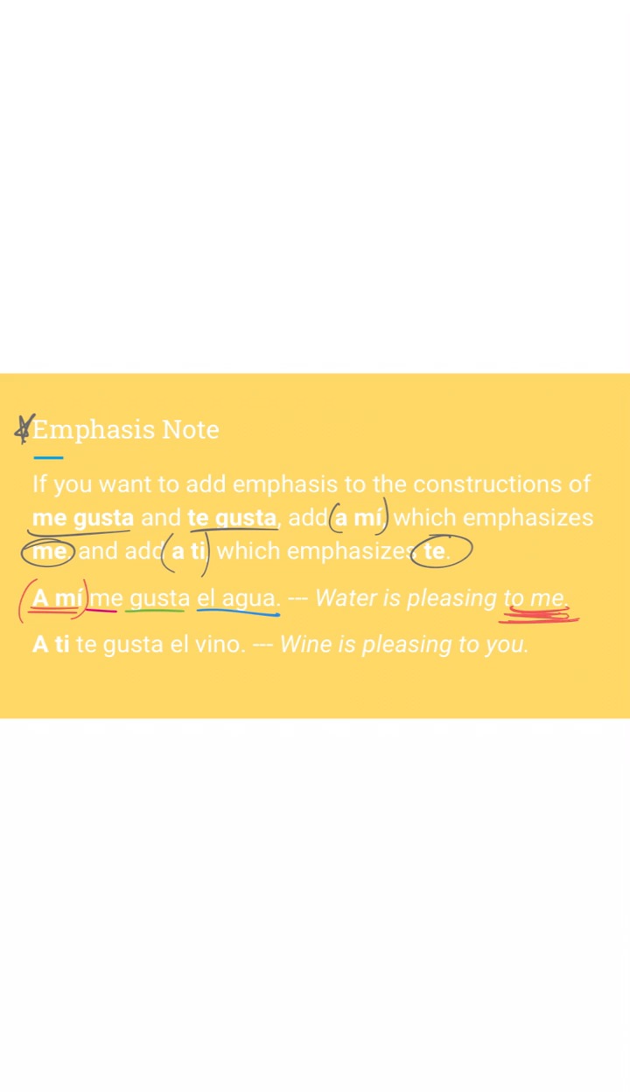It's really emphasizing it. So maybe if you're in a group of friends and everyone's talking about how they just love soda and they don't like water, maybe you really want to make it known like, well, to me, personally, I think water is great, right? And then we see another example here. We have a ti te gusta el vino, or wine is pleasing to you, like just really specific. It's really pleasing to you.